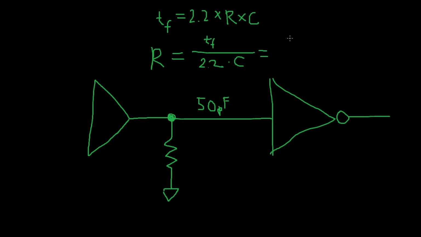That's going to be 55 nanoseconds on the top, because that's the longest we're allowed to have for a transition time for our device, divided by 2.2 times 50 picofarads. That comes out to 500 ohms. That's probably a much lower resistance than you would have expected to be able to make this work the way you want. Now you might ask, I've done this plenty of times and I've never had a problem.